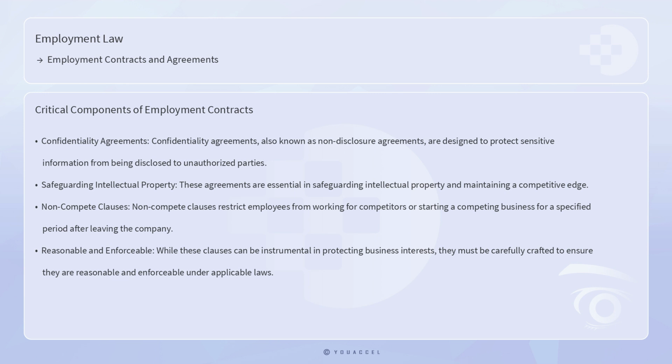Non-compete clauses, on the other hand, restrict employees from working for competitors or starting a competing business for a specified period after leaving the company. While these clauses can be instrumental in protecting business interests, they must be carefully crafted to ensure they are reasonable and enforceable under applicable laws.